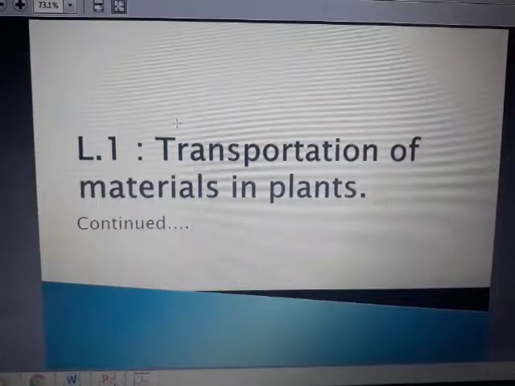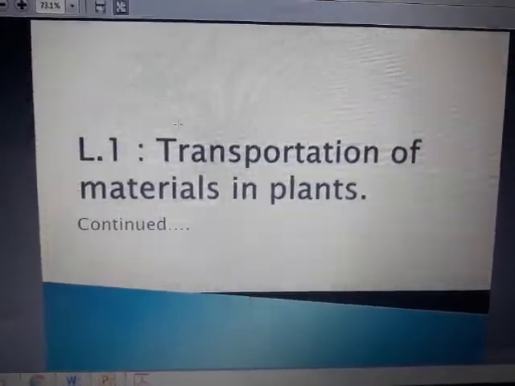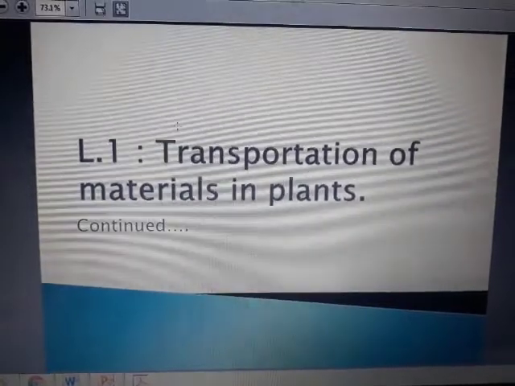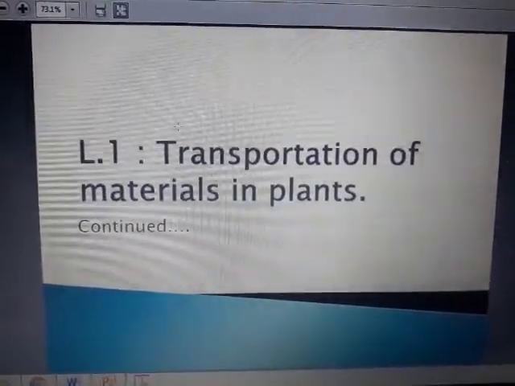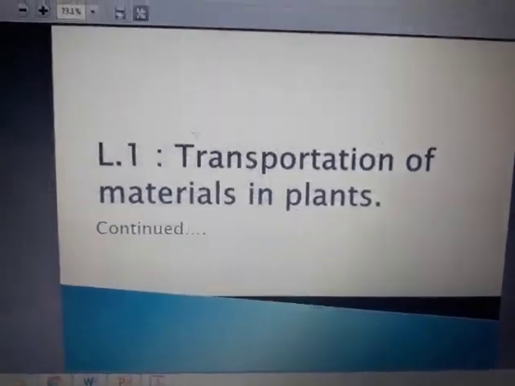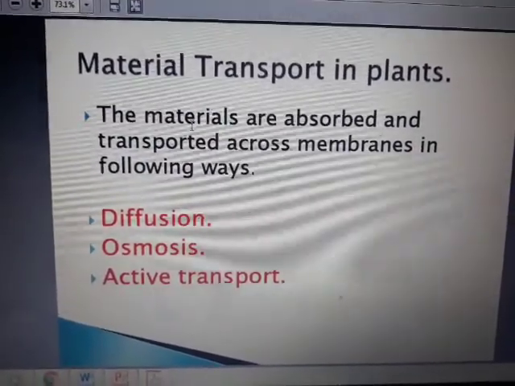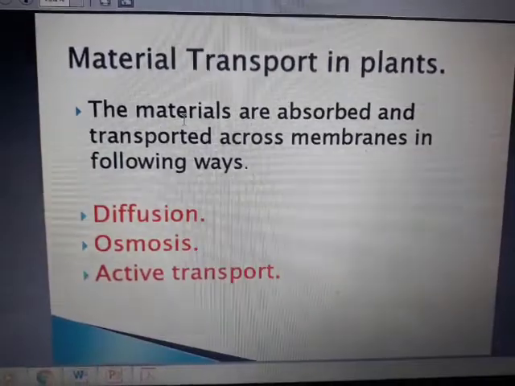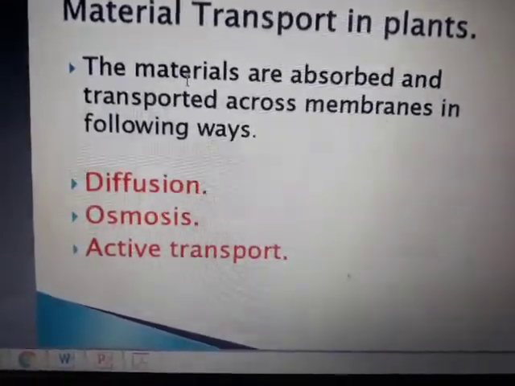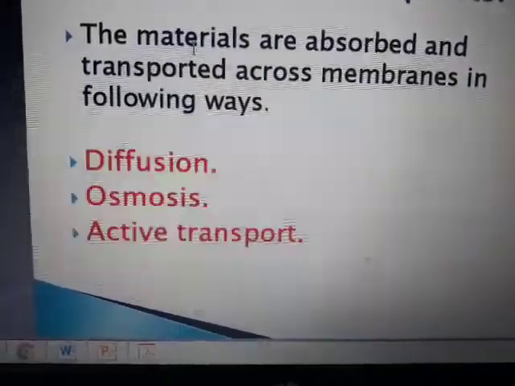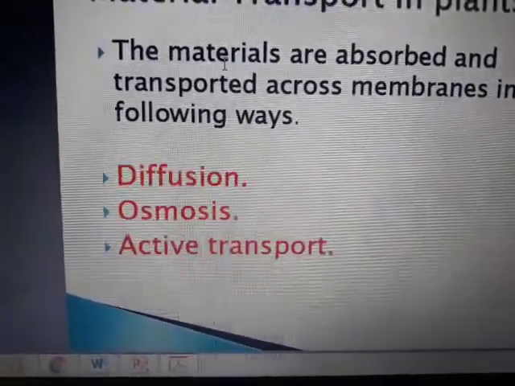Let us go ahead today to see further like how and what are the processes used, in which way are exactly the water and the minerals absorbed. Okay. So let us continue further. Material transport in plants. The materials are absorbed and transported across membranes in following ways. There are three very important processes: diffusion, osmosis, and active transport.